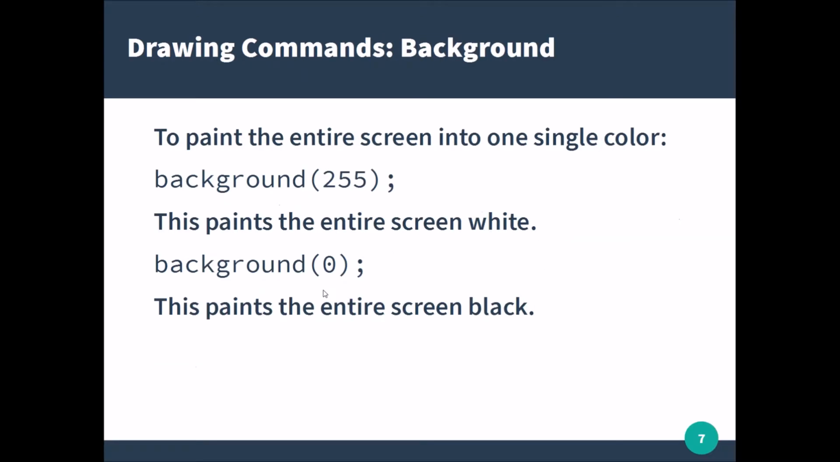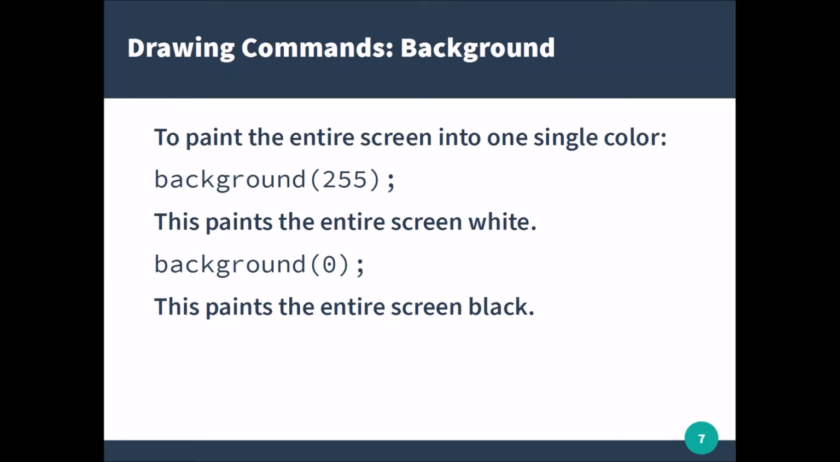A special kind of drawing command is the background command. It takes a color value from 0 to 255, and when called, it will make the entire window the color you passed. So, background 0 makes the entire screen black, while background 255 makes the entire screen white. Now you know enough to make beautiful black and white drawings, so let's go over to the code editor to give it a try.